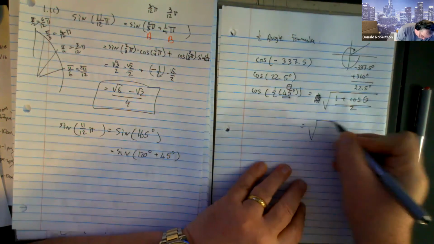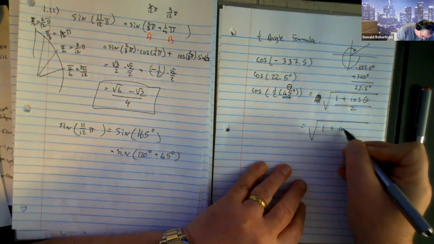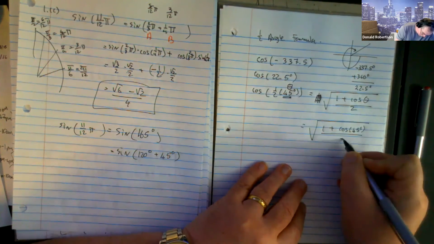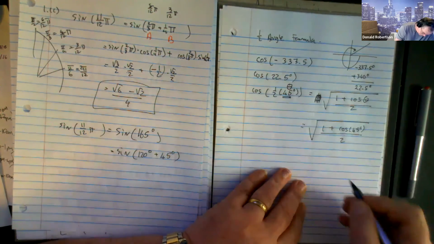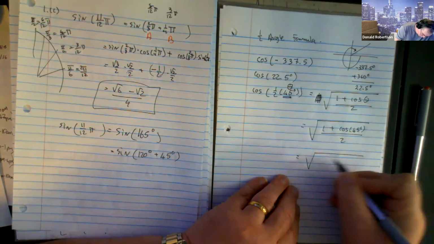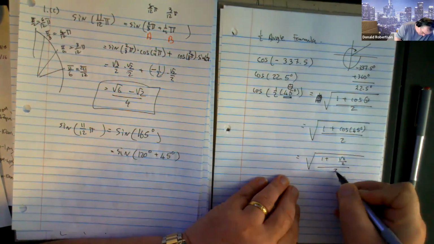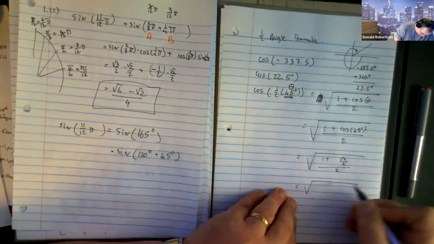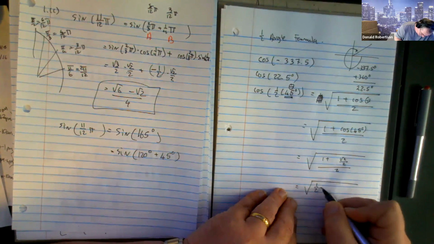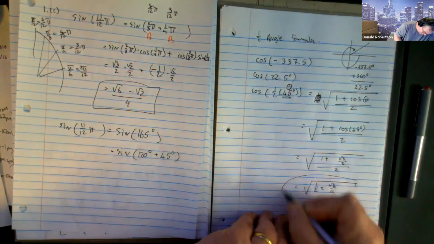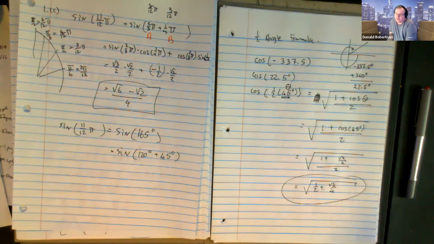So it's going to be the square root of 1 plus the cosine of 45 degrees over 2, because theta is 45. So that's going to be 1 plus the square root of 2 over 2, all divided by 2. What I tend to do in these questions is just call it a half and a quarter. And that's the answer I would use.